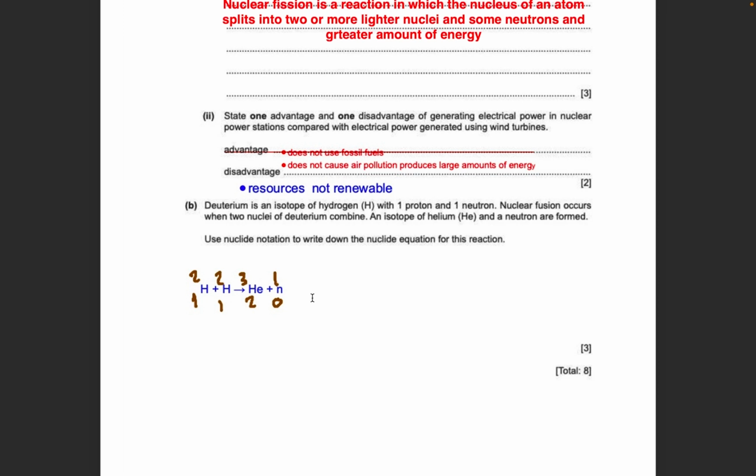As we said, the neutron is 0, 1. And here H 1 2 and here H 1 2. So the helium will be 2 and 3. Why? Because 3 plus 1 equals 4, and here we have 2 plus 2 equals 4. And here 2 plus 0 equals 2, and here 1 plus 1 equals 2.